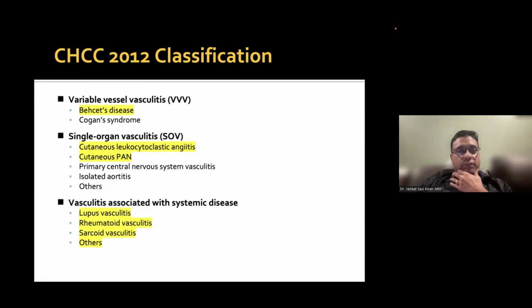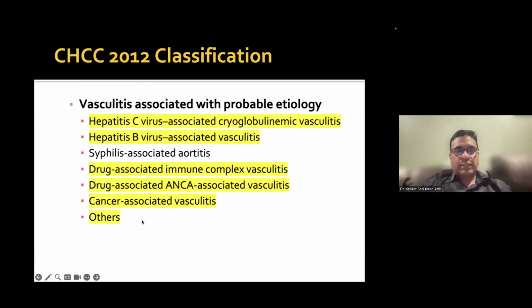Then you have variable vessel vasculitis, where small and large vessels are affected, for example, Behçet's disease. Then you have single organ vasculitis, where you have isolated leukocytoclastic vasculitis, and you have cutaneous PAN, which does not have any systemic implications, has very good prognosis, and is localized to the skin. Then you have vasculitis associated with systemic disease, and we all know these entities. And then vasculitis associated with probable etiology. This is the Chapel Hill consensus. That's how they classified it, and that's what I'm showing here.